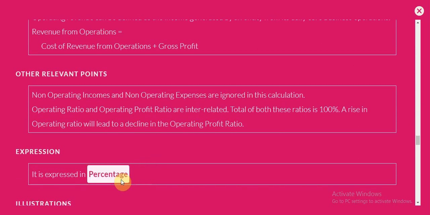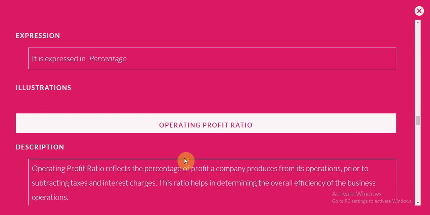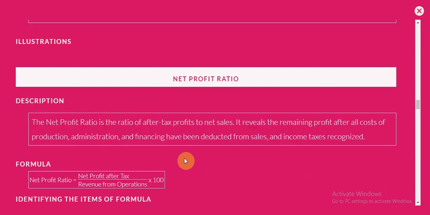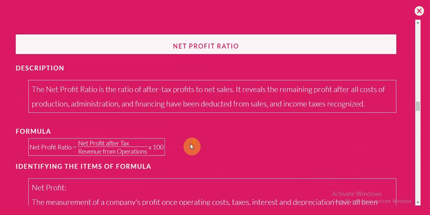And operating profit ratio is expressed in percentage. Now we will go and understand about net profit ratio. Net profit ratio talks about net profit. We all know what net profit is. Net profit is the profit that we get after we reduce all the expenses like non-operating expenses and taxes, all of those, and if we add non-operating incomes, whatever the profit we get is net profit.